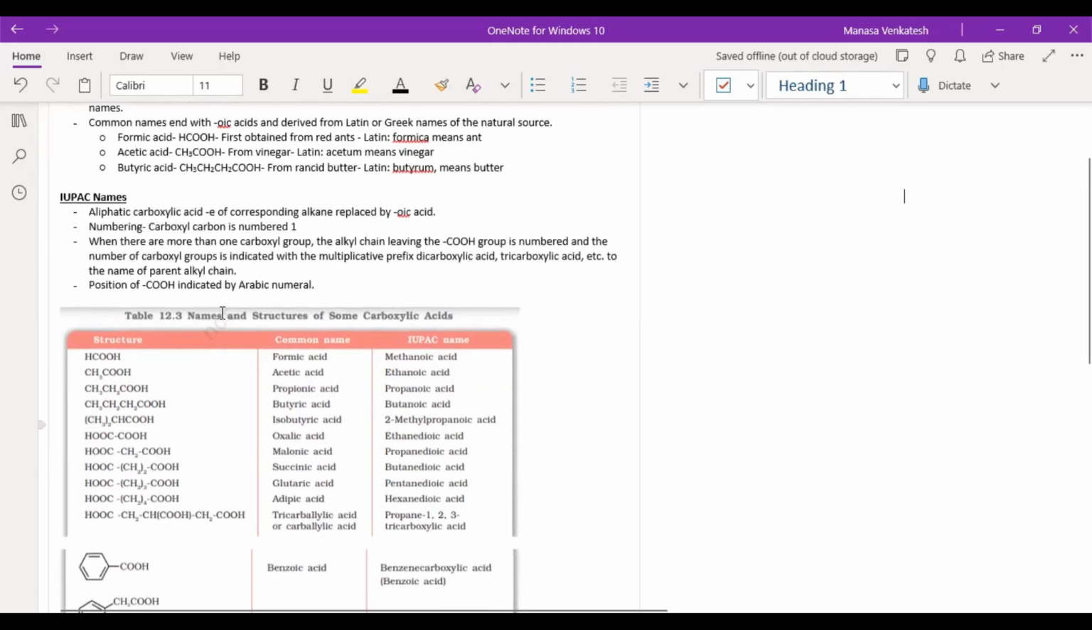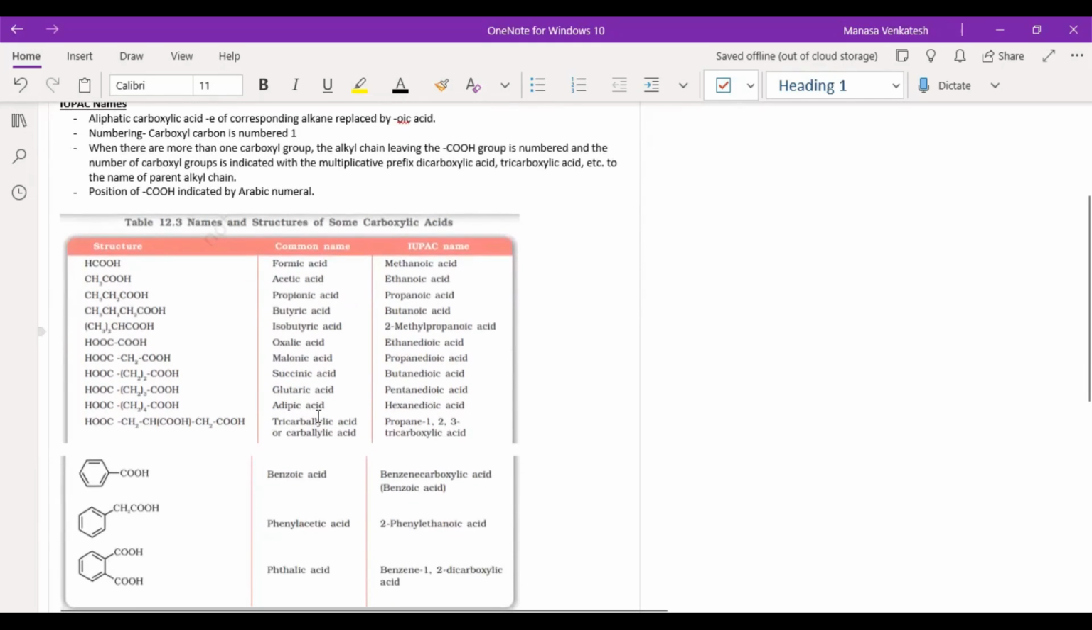IUPAC names for these compounds, on the other hand: for aliphatic carboxylic acids, the e of the alkane is replaced by oic acid, and the carboxyl carbon is going to have number 1. Now, when there is more than one carboxylic group, they are numbered leaving out the COOH, using Arabic numbers, and the number of COOH groups is denoted by dicarboxylic or tricarboxylic based on the number present.